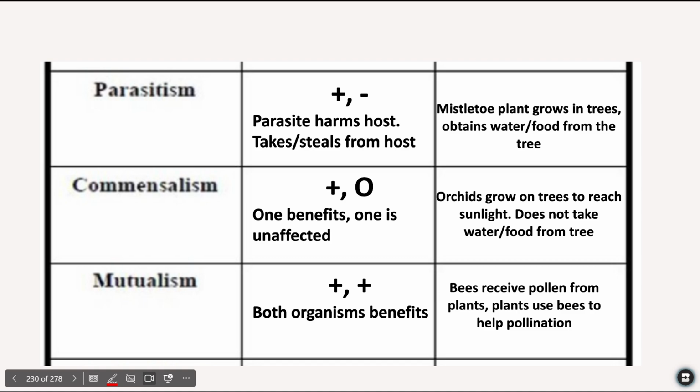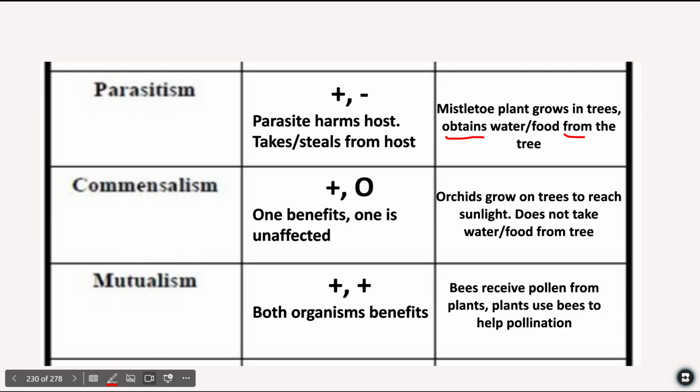Go ahead and fill in our notes here. Notice on parasitism, we mentioned this word obtains from, right? They obtained from something. That means a host is taking something from something else.